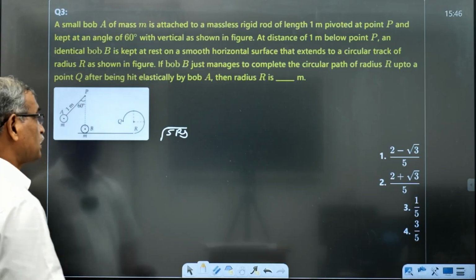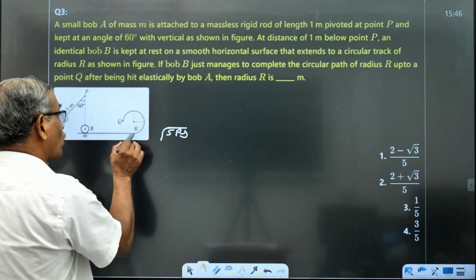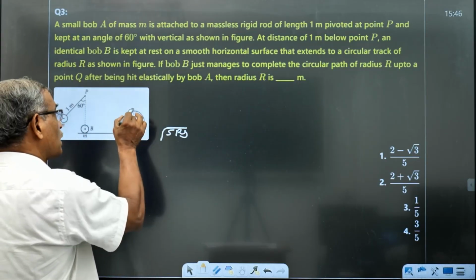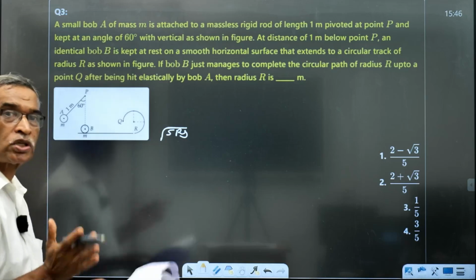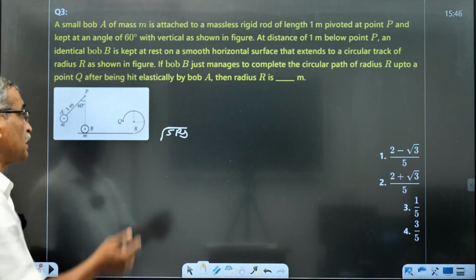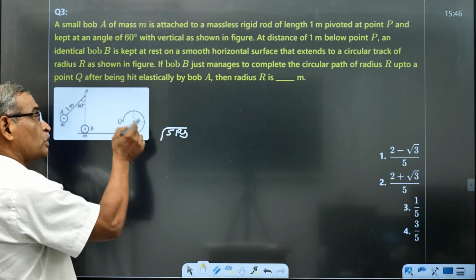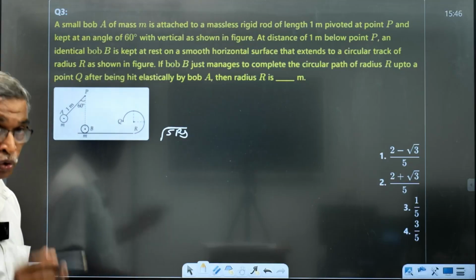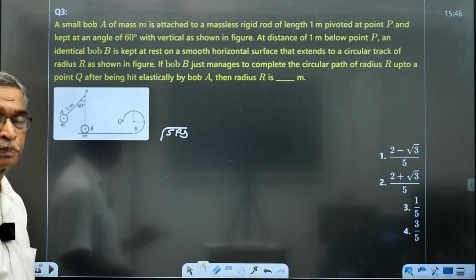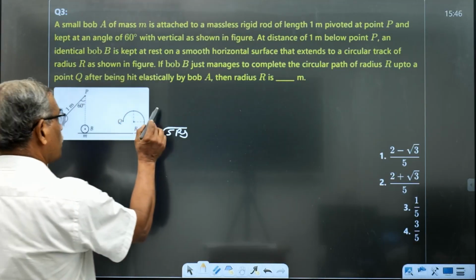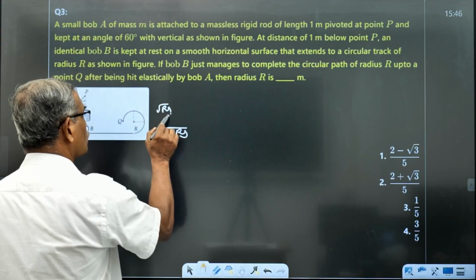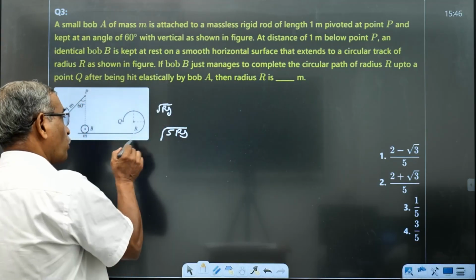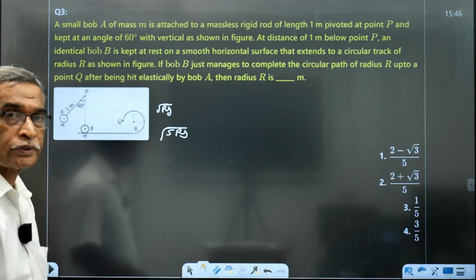Or the total energy of this B on reaching here and the total energy of the body here are the same. And here it is doing just vertical circular motion, meaning the speed at the top is equal to the critical speed, root of Rg. But at the top, speed is equal to root of Rg. At the bottom, it is root of 5Rg.